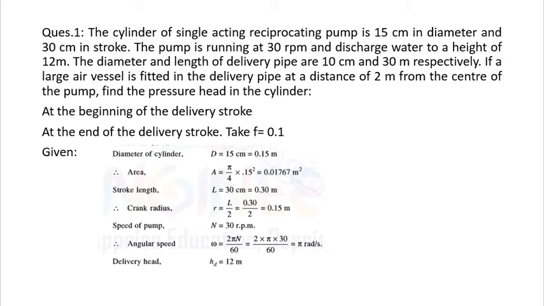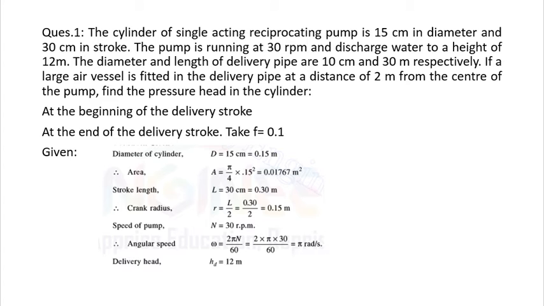If a large air vessel is fitted in the delivery pipe at a distance of 2 meters from the center of the pump, find the pressure head in the cylinder at the beginning of the delivery stroke and at the end of the delivery stroke. You have to assume the frictional coefficient 0.1.